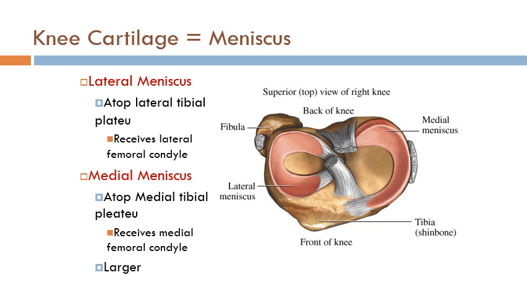So you can see here the lateral meniscus right here. Okay, they receive the femoral condyle. So the lateral meniscus receives the lateral femoral condyle, and the medial meniscus is going to receive the medial femoral condyle, and it's also much larger. Okay, so also they tend to say that the medial meniscus is a little more C-shaped. Okay, the lateral meniscus is a little more O-shaped. Okay, and is going to be much smaller.